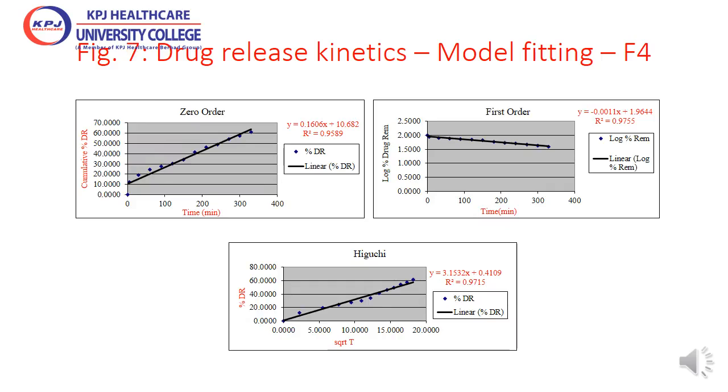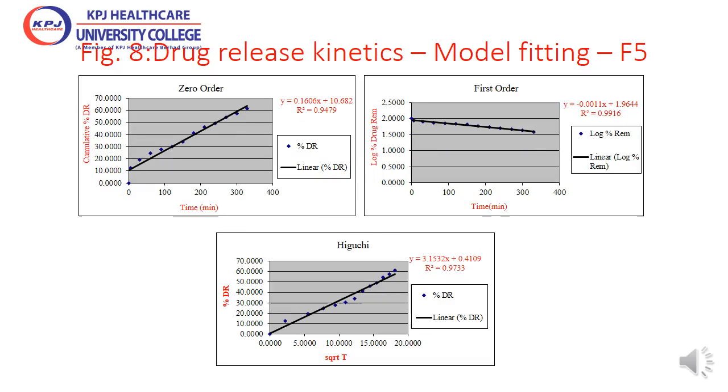The R square values of the F4 formulation, as we can see, were again highest for first order at 0.9755, and 0.95 for zero order. Higuchi was found to be 0.971. F5 also showed first order release kinetics with an R square value of 0.9916, whereas for zero order the value was only 0.94, and for Higuchi it was 0.97.